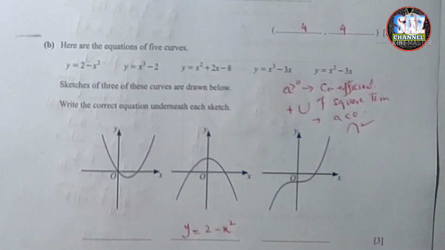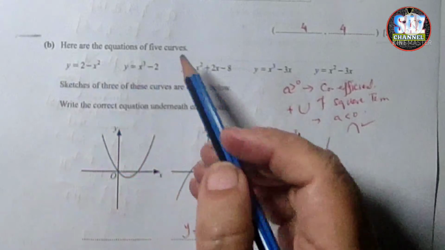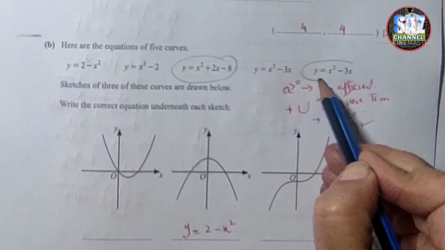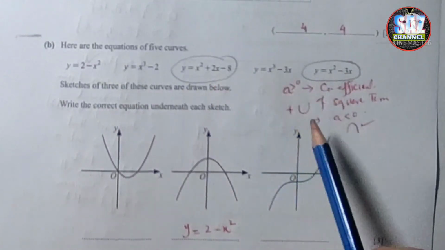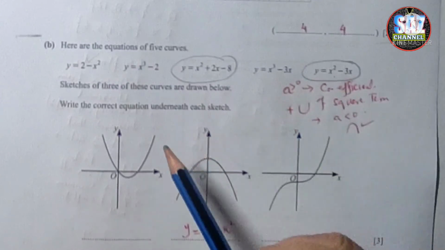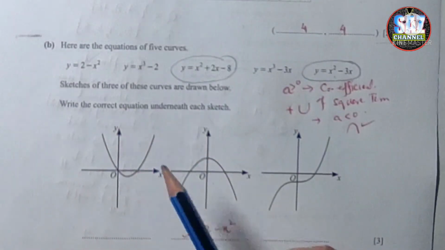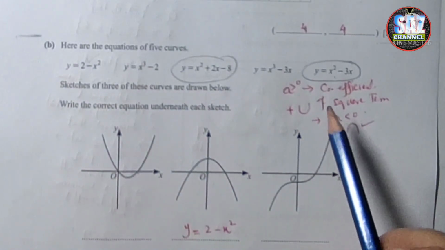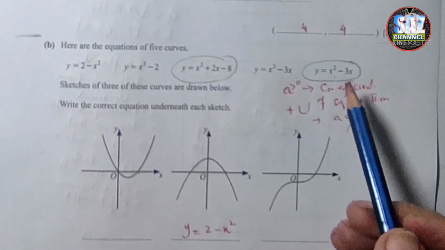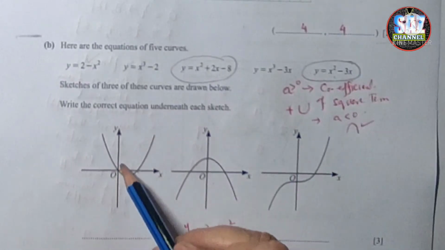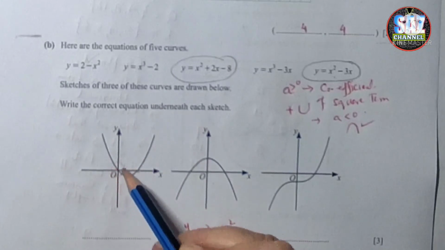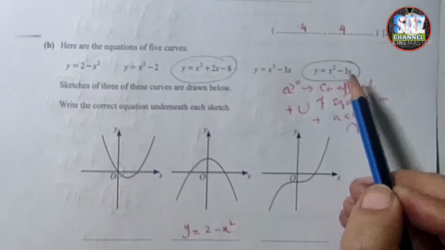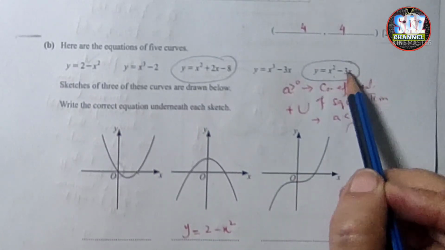But now for the positive coefficient, we have two competitors. One is this one and one is this one. Now how to decide between these two which equation is associated with this graph, or for this graph which equation is suitable? These are the questions that have to come into your mind before solving the question. Okay, now look, this graph is passing through the origin over here.